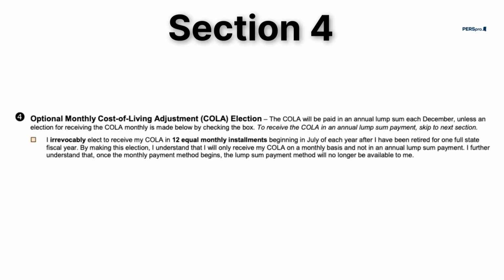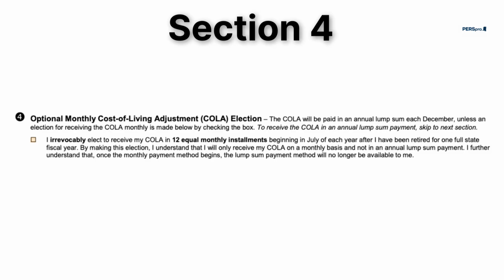Next is Section 4, Optional Monthly Cost of Living Adjustment Election. As a reminder, you must be retired one full fiscal year before you become eligible to receive COLA. Please go back and watch video number 3 for more information on COLA eligibility. By default, once eligible, your Mississippi PERS COLA is paid out once a year in December as a single lump sum distribution, which many retirees call their 13th check.